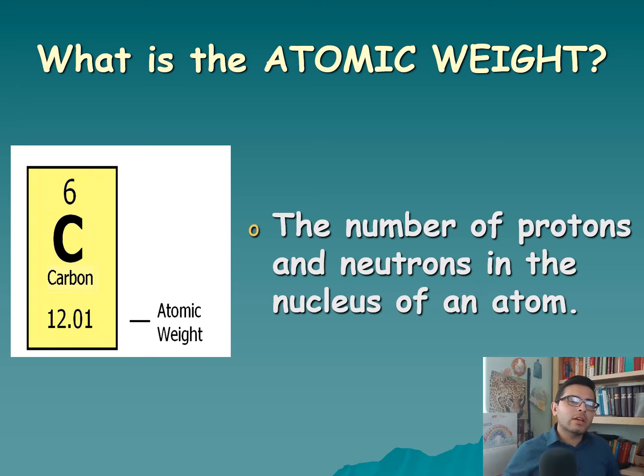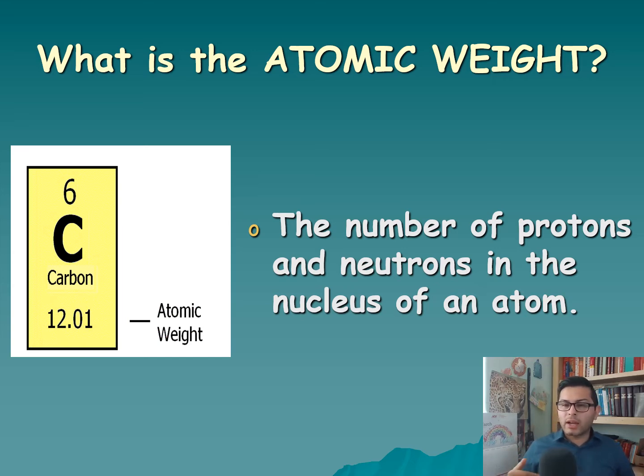Now, scientists are able to find this by taking the number of protons and adding it to the number of neutrons in a nucleus. Now, you might say, wait a second, this says that carbon is 12.01. How can I get a whole number plus another whole number and get some kind of weird decimal like this? Well, that comes because there can be more or less neutrons in an atom.